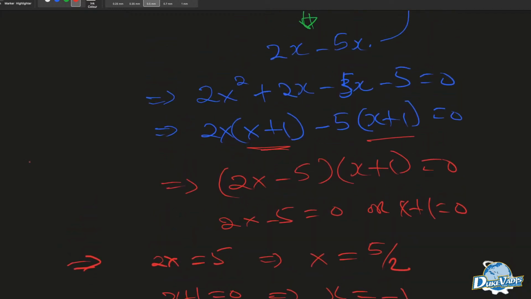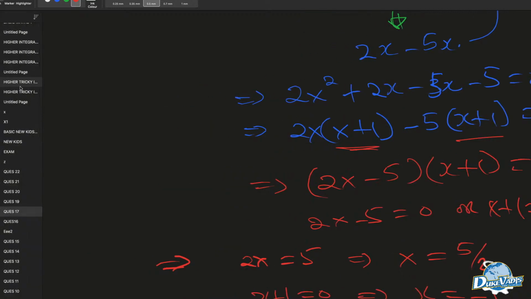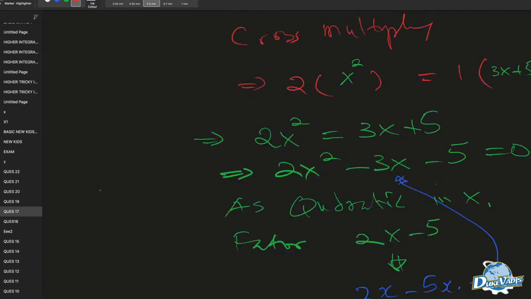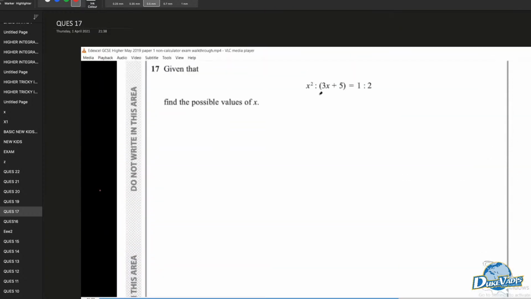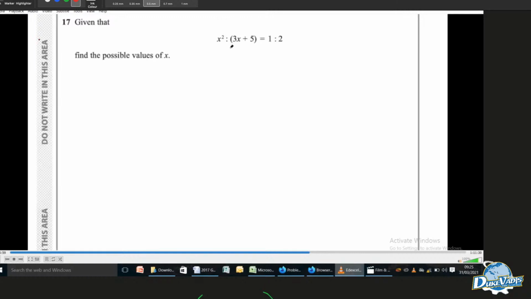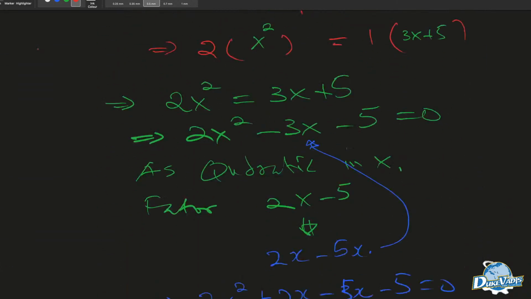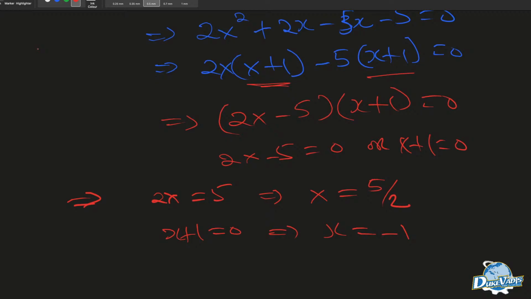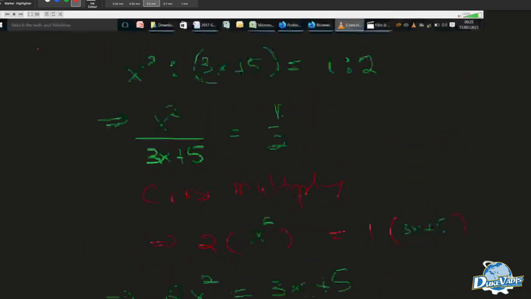Okay, so the question says find the... let's go back again to realize what we have. Question number 17, that's what it says. Find the possible values of x. So these are the possible values of x, for the full mark. Let's tackle question 18.